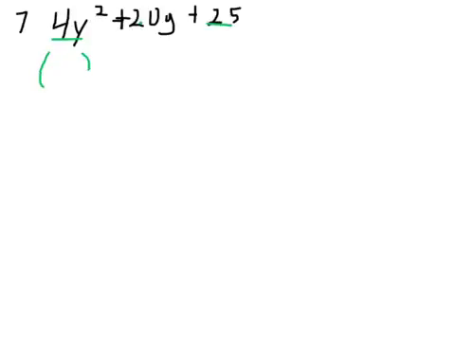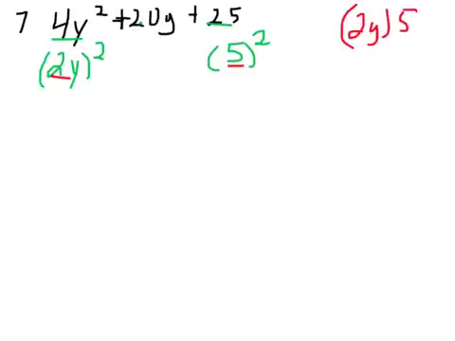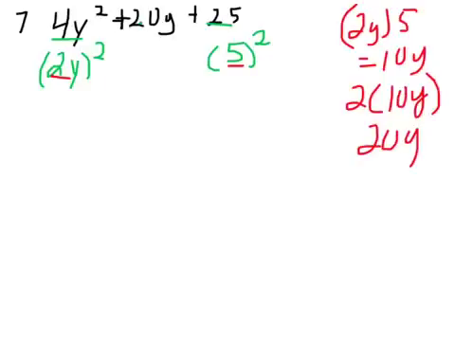But notice something. The first term and the last term are perfect squares. What do you square to get 4y squared? You square 2y. What do you square to get 25? You square 5. Now take those two things and multiply them together. 2y times 5 is 10y, right? Well, if I double 10y, do I get the middle term? Yes, I do. It's 20y.